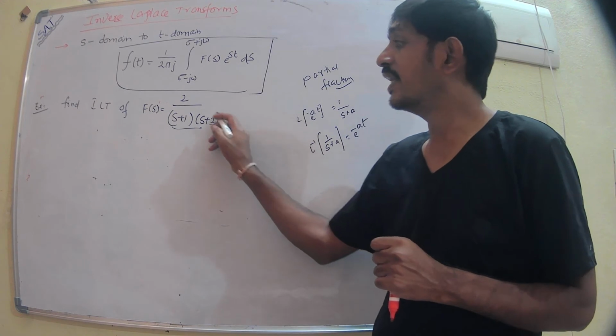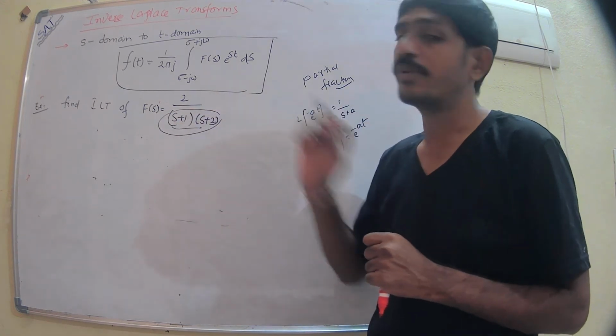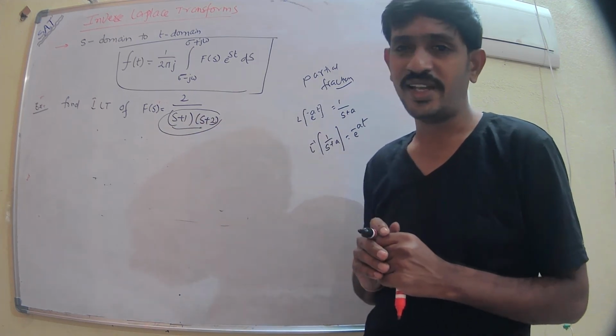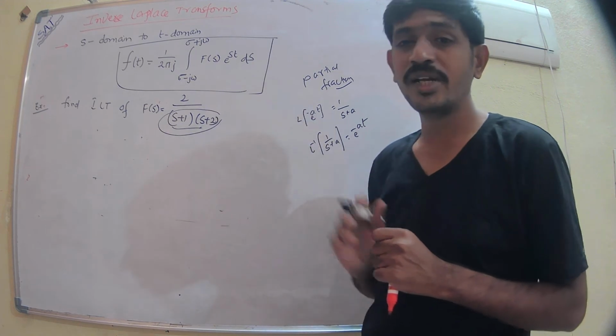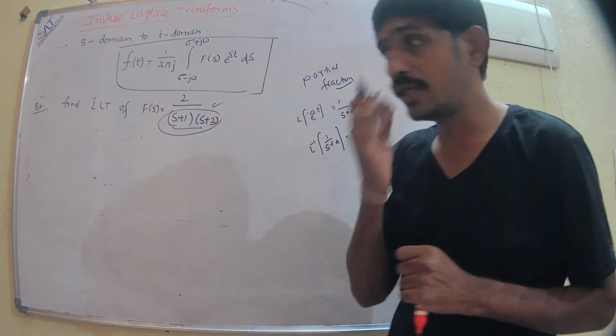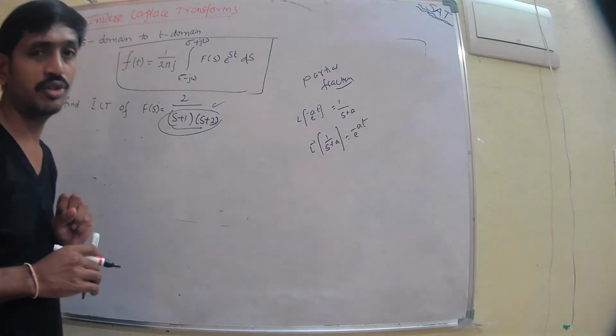The degree of the denominator is always greater than the degree of the numerator. So what is the degree of the denominator? s into s squared. What is the degree of s in the numerator? 0. So it is an improper function. So how do we find the inverse Laplace transform of this s-domain function?